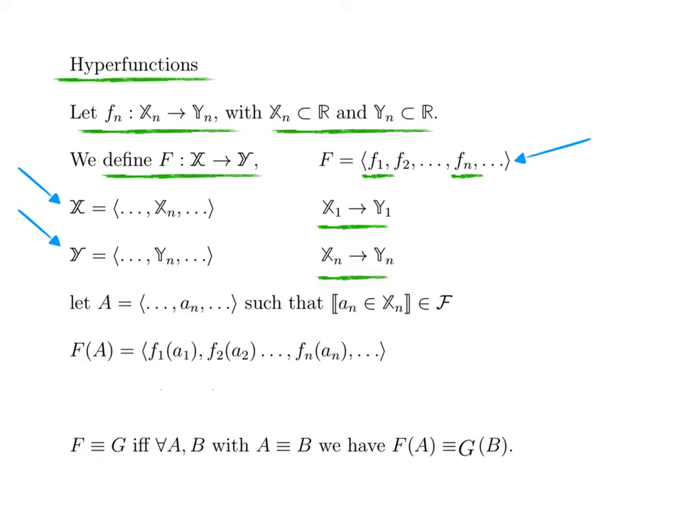Let A be a sequence of real numbers, and we write f acting on A as the sequence which is defined here. And finally, we say that two sequences of functions, capital F and capital G, are equivalent if and only if for all A and B sequences which are equivalent, we have f of A equivalent to g of B.